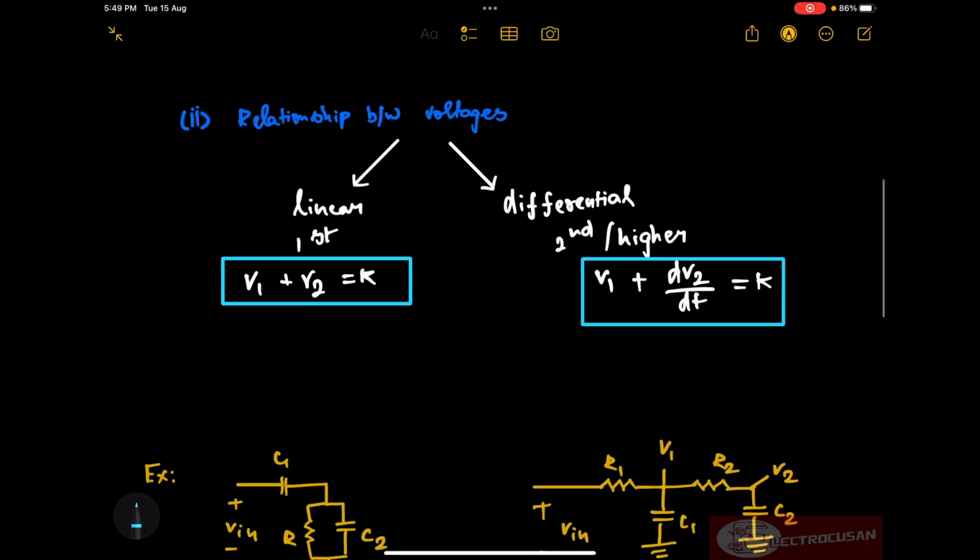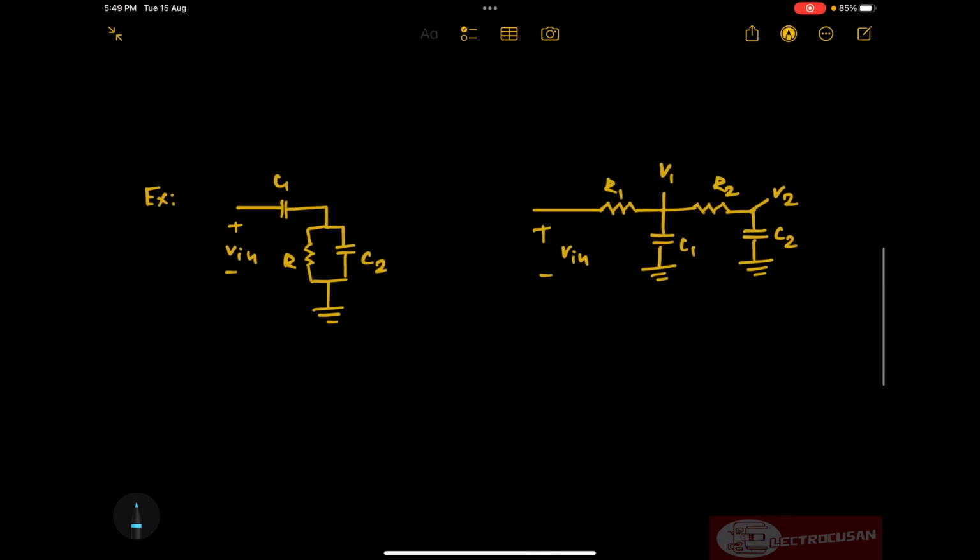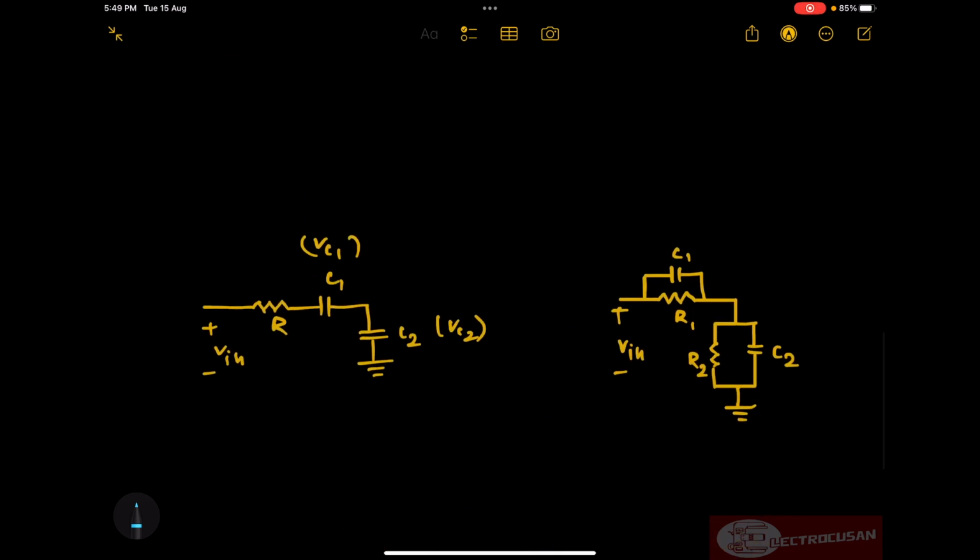Now I will be discussing some examples to get you familiar with this approach. First we will go through this circuit here. The C1 and C2 capacitances are connected in series, so obviously if I1 current flows through this capacitance, then I1 flows through this capacitance also. So this circuit is a first order circuit.